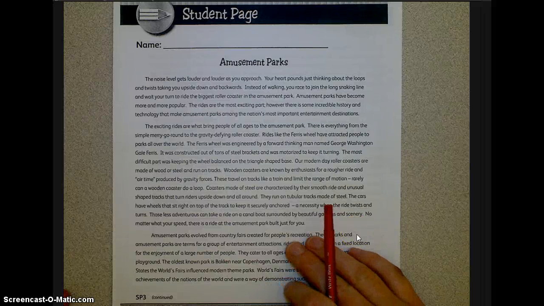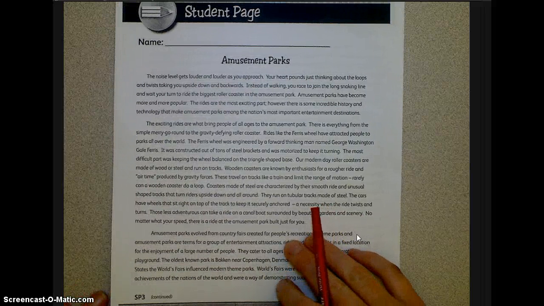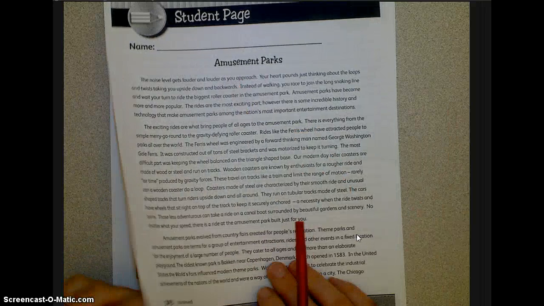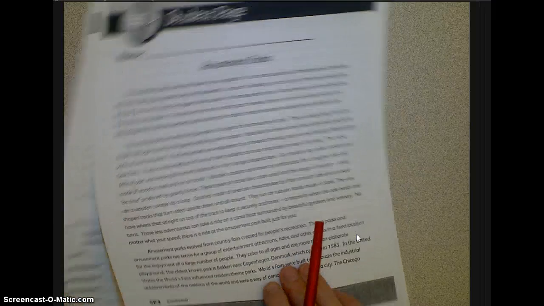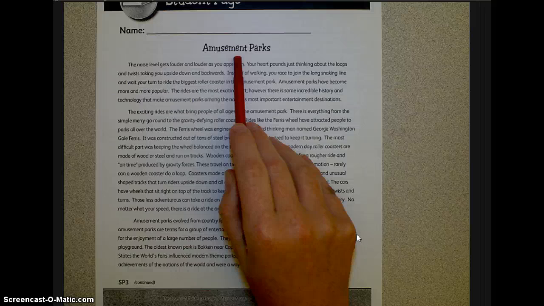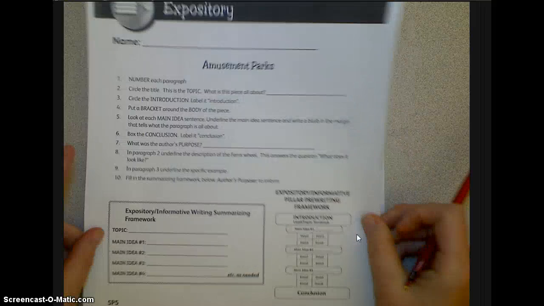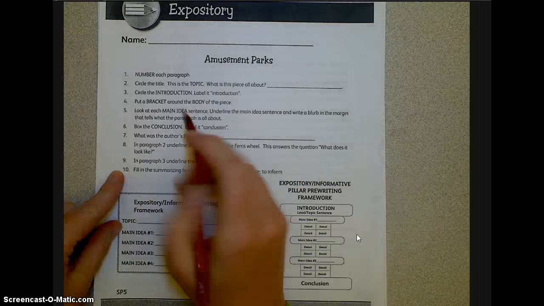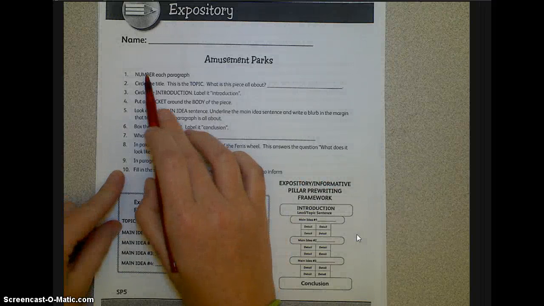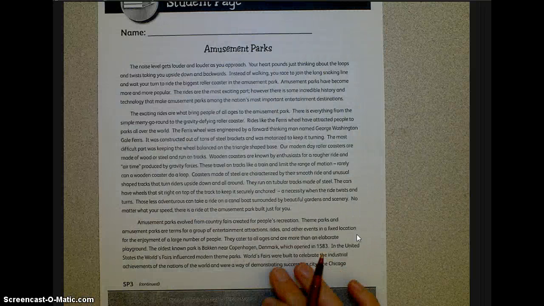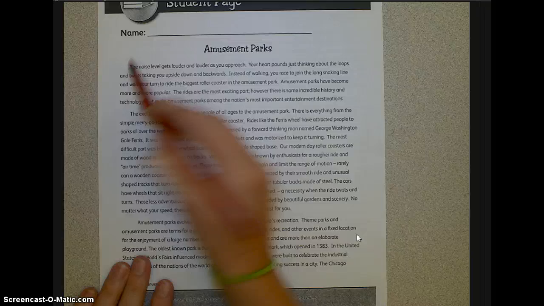Okay, so we are going to practice annotating this article right here, Amusement Parks. We're going to make sure that we have this article and also the directions sitting right in front of us. So the first thing that I want everyone to do is number each paragraph. Anytime that you see an indent, you're going to put a number.